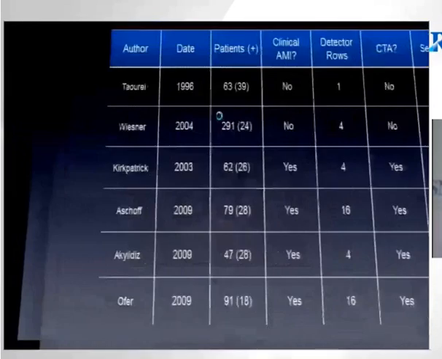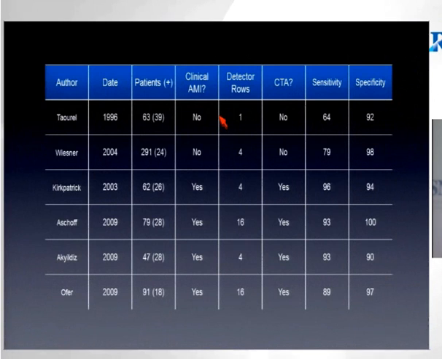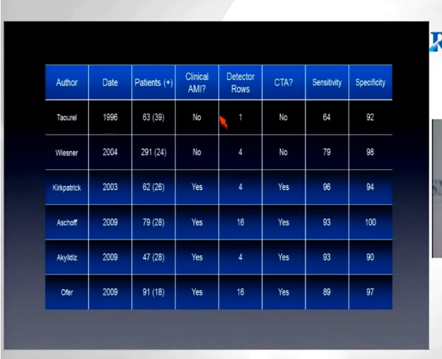Okay, well, if we look at the literature, these are the major papers done in about the last 15 years where prospective clinical trials were performed. And if we look at the last 4 papers, you can see that around 2003 there was a significant jump in the sensitivity of CT for the diagnosis. This is related to 2 factors.